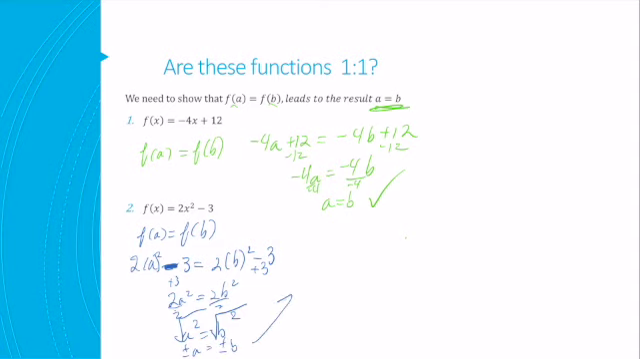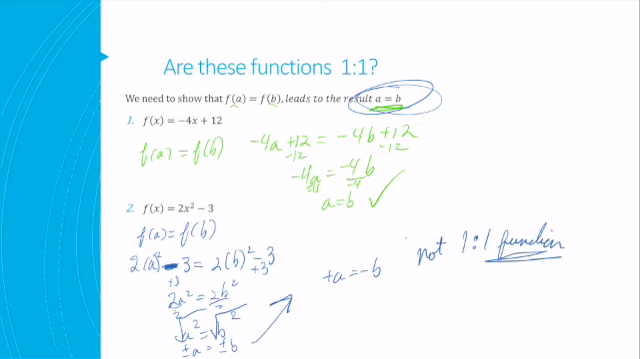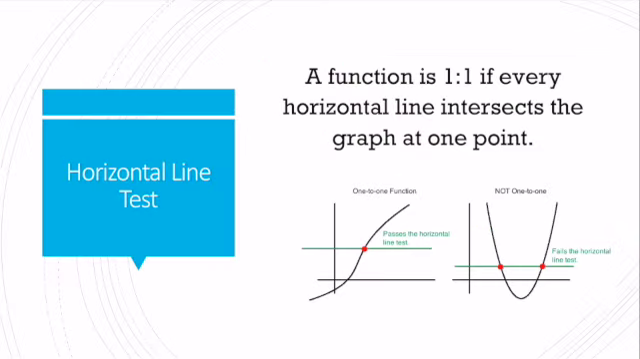This means I could have positive a equal to negative b. And that is not the same thing as a equals b. So this is not a one-to-one function. And we've got an easy way to test whether something is a one-to-one function. And that's the horizontal line test. A function is one-to-one if every horizontal line intersects the graph at one point.